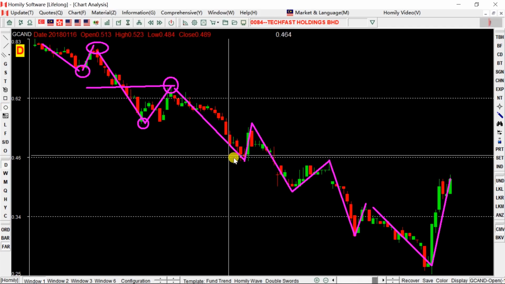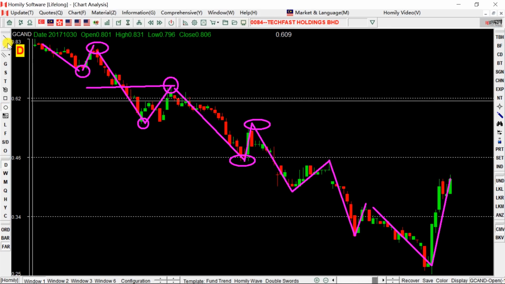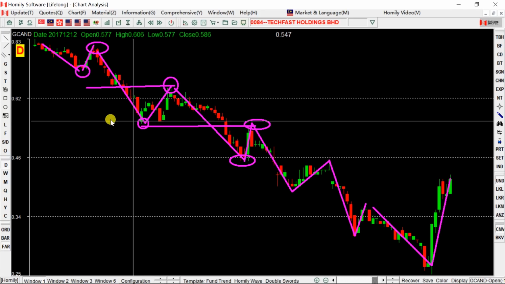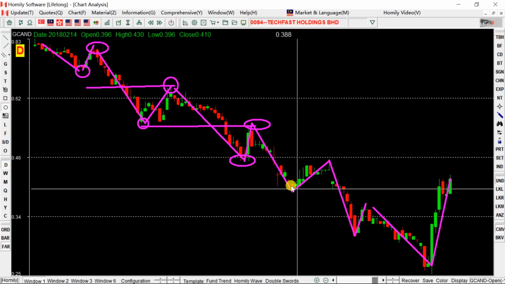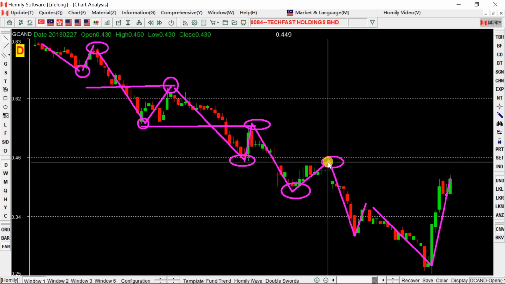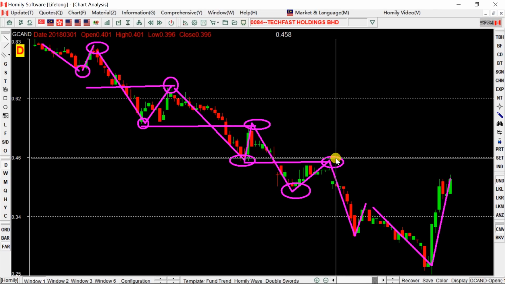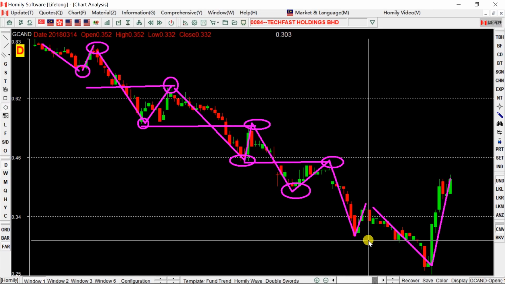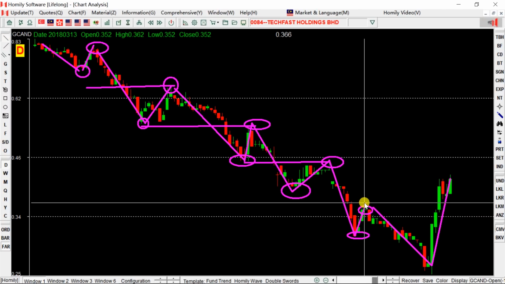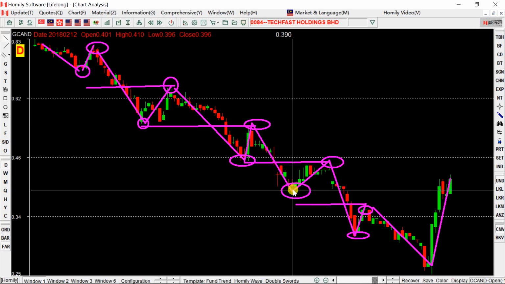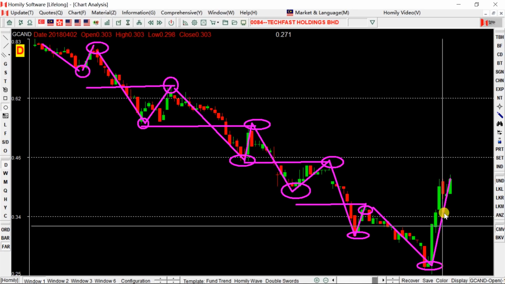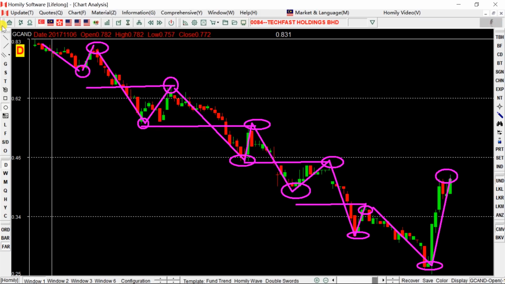We see price create a new low and a new high. We find current high is lower than previous low. It's a stable downtrend. We find create a new high and a new low again. Current high is lower than previous low. It's a stable downtrend. Create a new low and a new high again. Current high is lower than previous low. Stable downtrend.